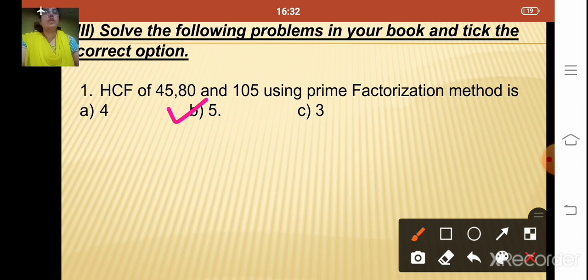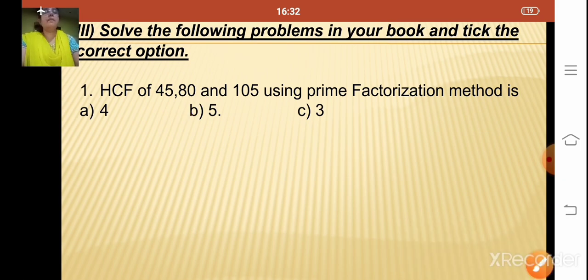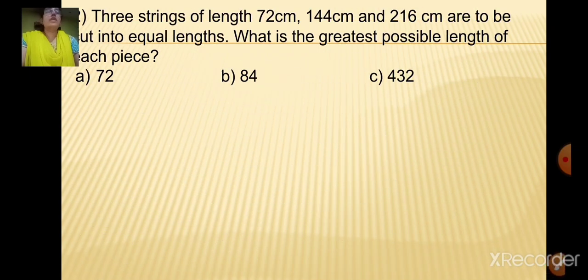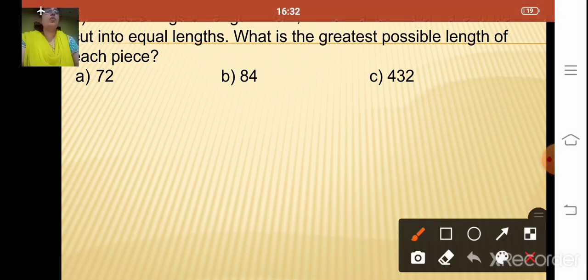Now coming to the next sum. Three strings of length 72 centimeter, 144 centimeter and 216 centimeter are to be cut into equal lengths. What is the greatest possible length of each piece? Now here you have to cut it into smaller parts, and the word greatest also tells us that you have to find the HCF. It is a HCF kind of problem.